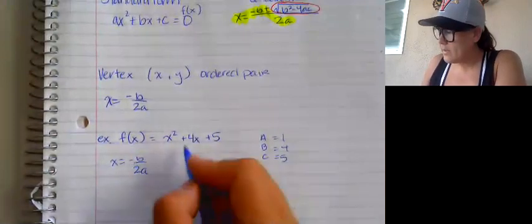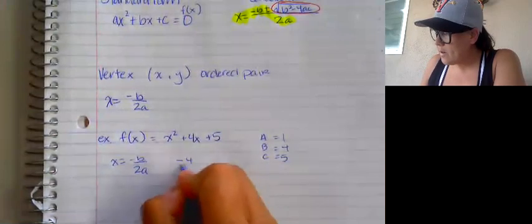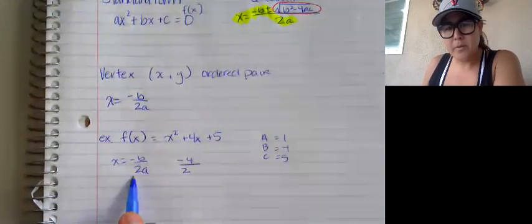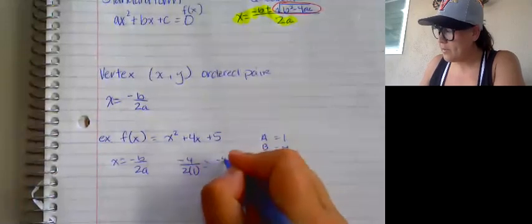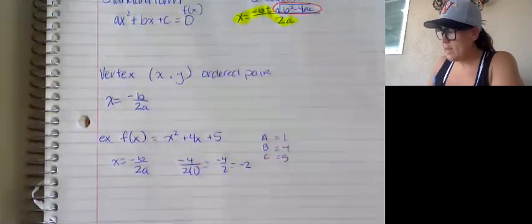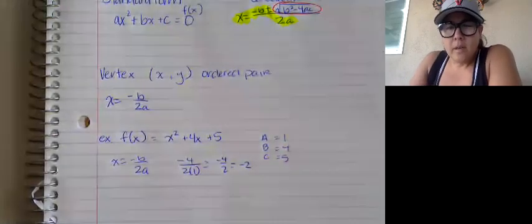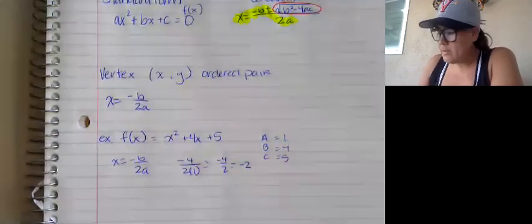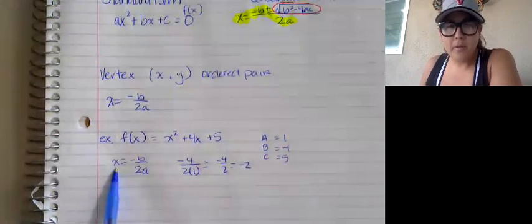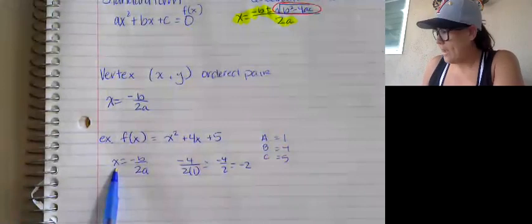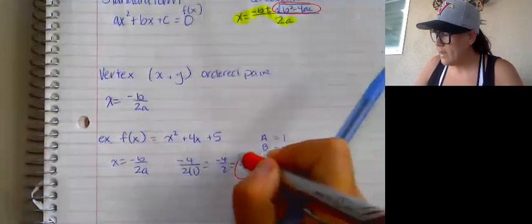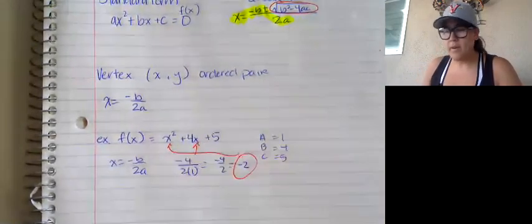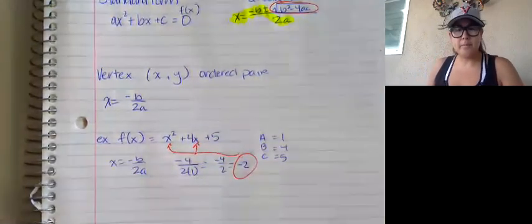So for this one, it's going to be negative 4 all over 2, because that's part of the formula, times a, which is 1. And that equals negative 4 over 2, which equals negative 2. Okay, that part's great. You found the x. But remember, the vertex is an ordered pair. You need to find the y value. So we're going to plug it back in. You're going to take whatever you got here, in this case, it's negative 2, and you're going to plug it back in for your x's and solve for y.